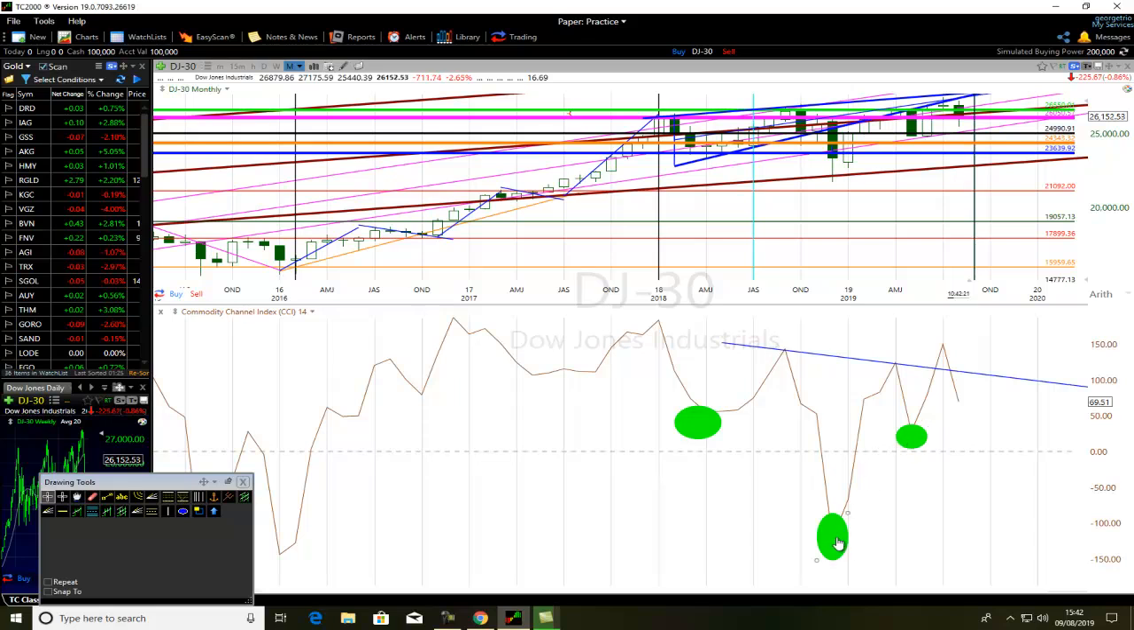Can you see that? This is the head here. This is the left hand side shoulder. This is the right hand side shoulder. So we have an inverted head and shoulder chart pattern. It's a very bullish pattern. So you can see the CCI exhibit this low, and then it formed this deepest low.